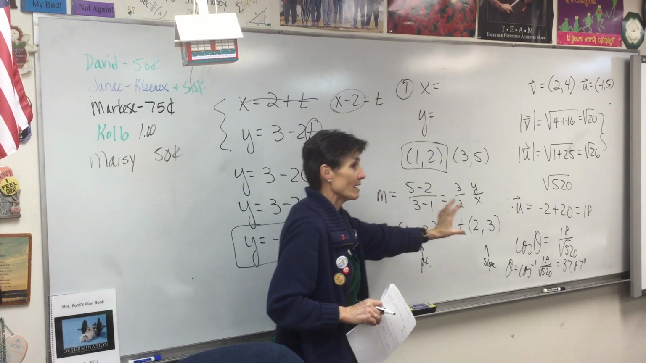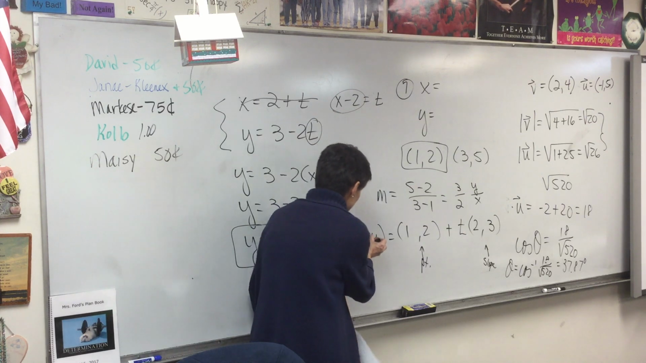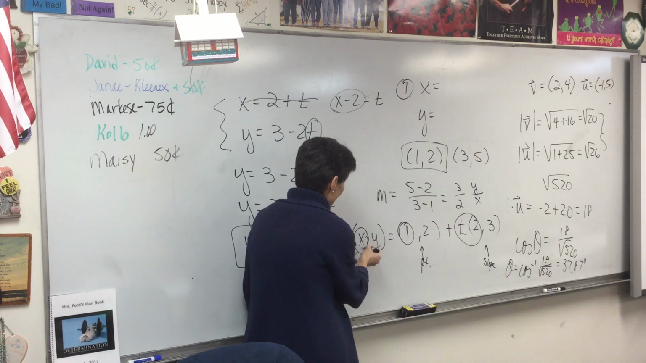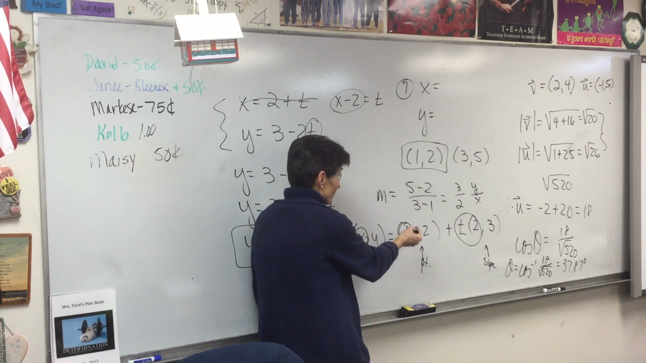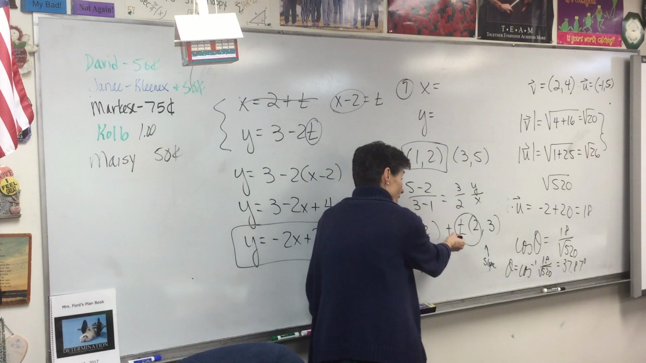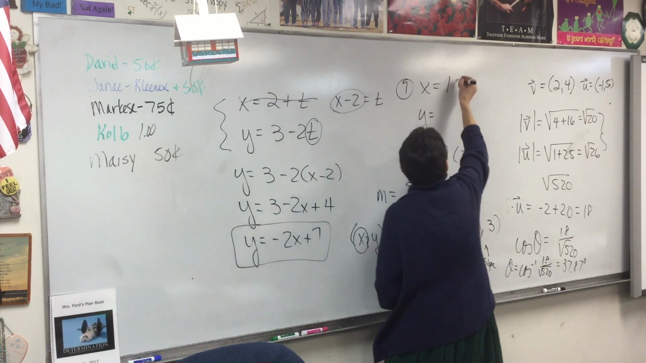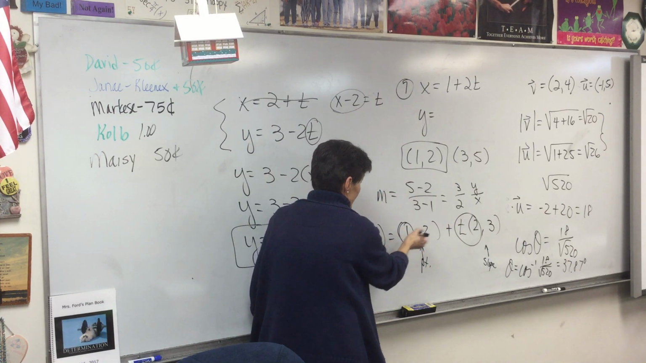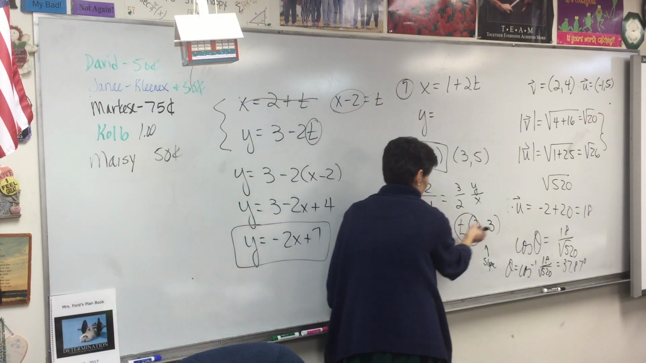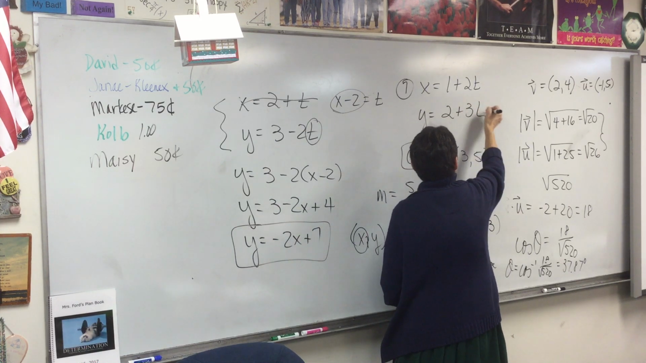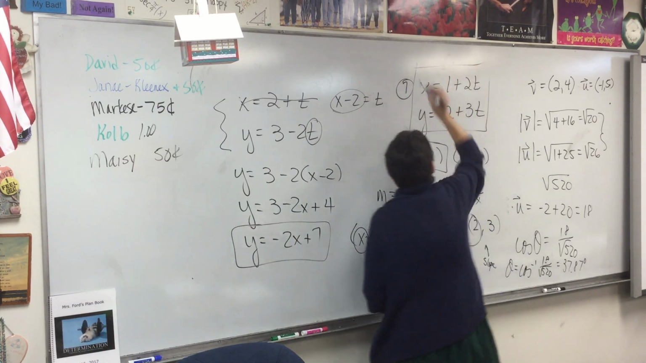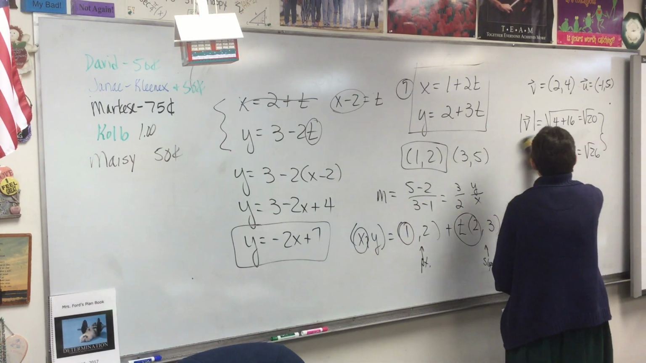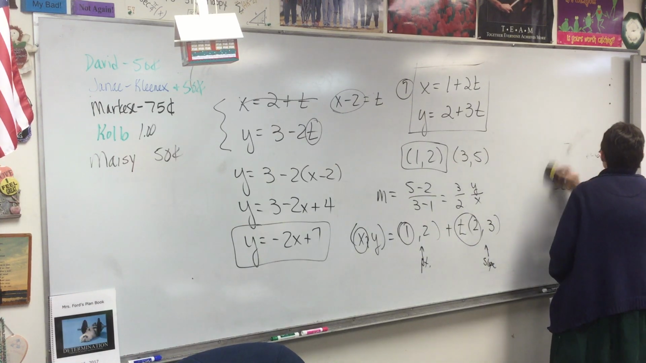Now, you're not done. Your goal is to come up with the 2 separate equations. But look, you have it set up so you can tell everything in the front is an x. So x equals 1 plus 2t. Y equals 2 plus 3t. And those are the answers. So that's the answer to that question. Those are your parametric equations.